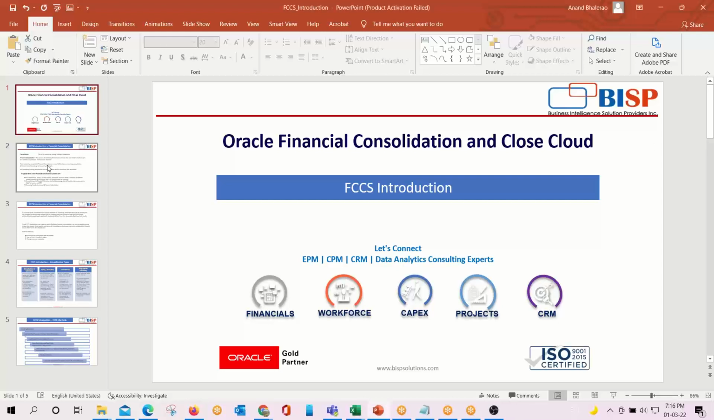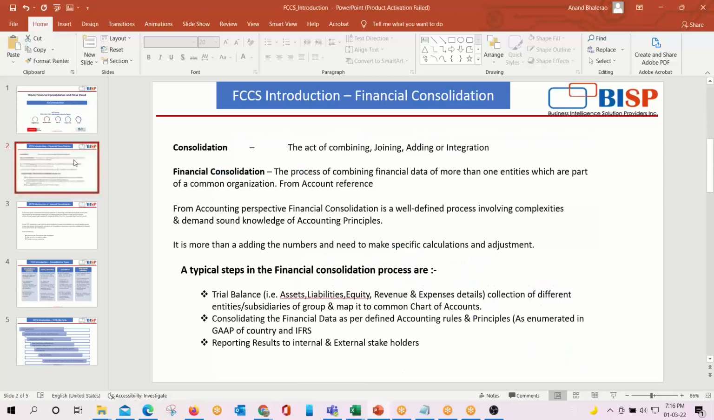So let's start with an introduction. What is consolidation? The dictionary meaning of consolidation is the act of combining or joining or adding something, or simply integrating something. It means we are joining or aggregating something. But for financial consolidation purposes, it means the process of combining financial data of more than one entity which are part of a common organization.